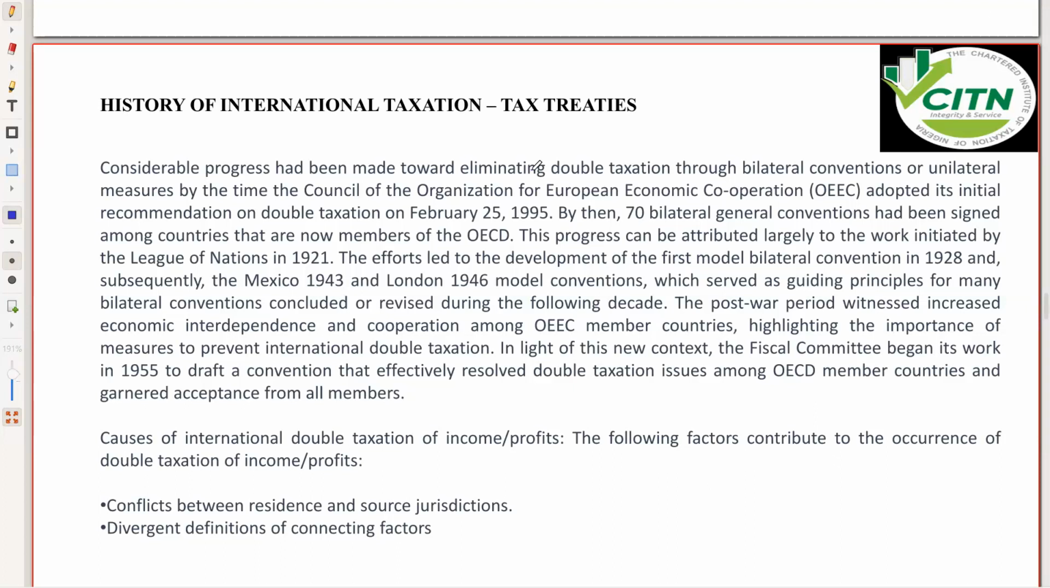Okay, so let's proceed then. On international tax treaty, really. We've said that one of the key issues with international tax is the issue of double taxation.